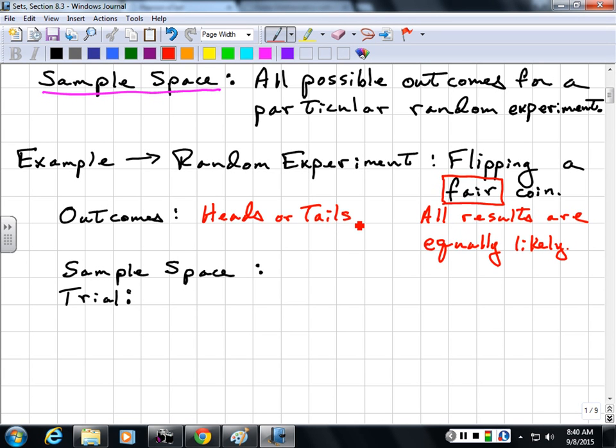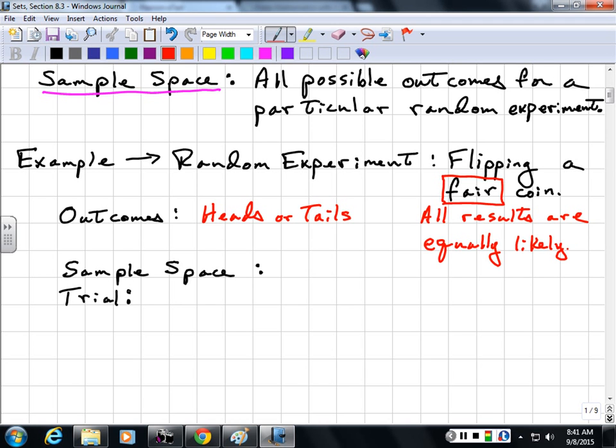Are there any other possibilities? Well, unless you're flipping it over some sand, it's going to land on one side or the other. It's never going to stand straight up. Okay? And the only time it's going to stand straight up is if it's in some sort of substance that it can. So it's heads or tails.